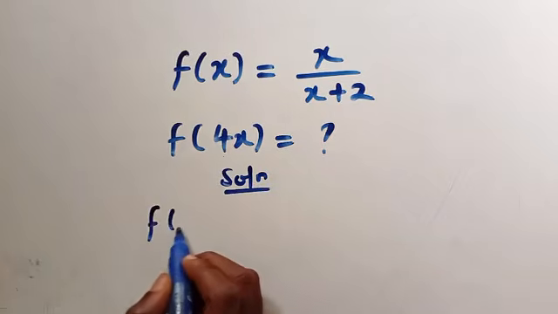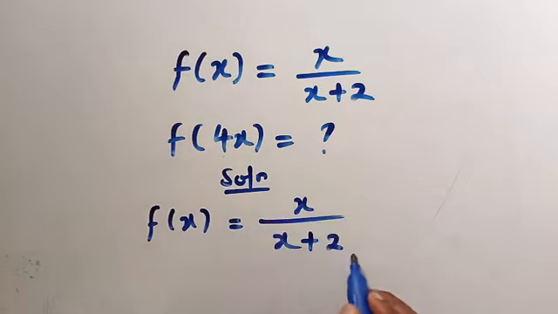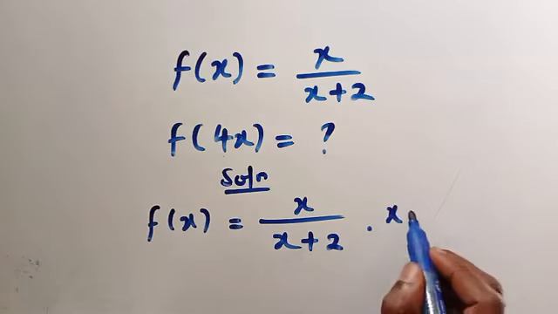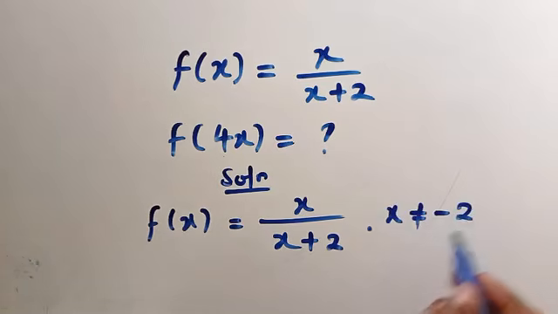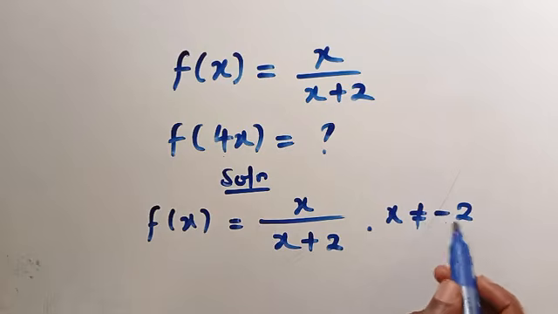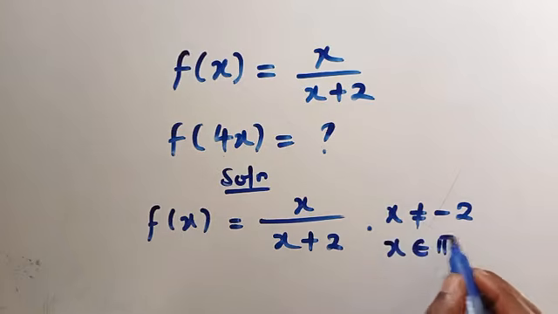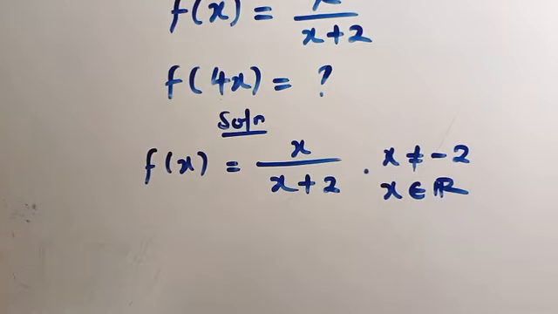So first, from this function, f of x equals x divided by x plus 2, we should note that x is not equal to minus 2. For us to have a valid function, we are going to exclude x equals minus 2 from our domain, whereby all other x are members of the real numbers. So after getting this, another step here is we are trying to find f of 4x in terms of f of x. So let's look at direct substitution.